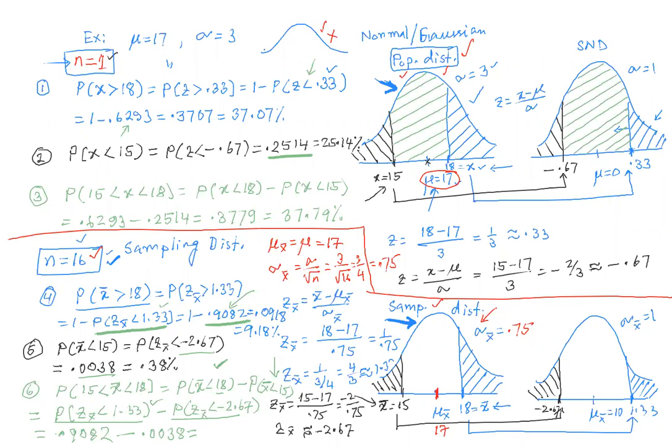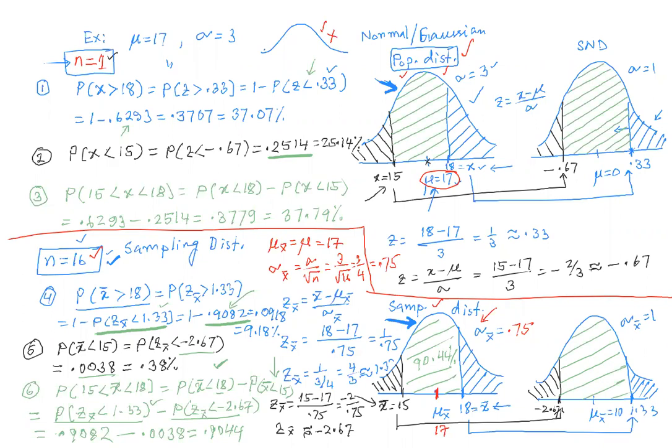If you do the math, 0.9082 minus 0.0038 is 0.9044, which is a 90.44% chance. So this is the area I'm talking about, which is the same as this middle portion. And that is how you will do these problems, okay?